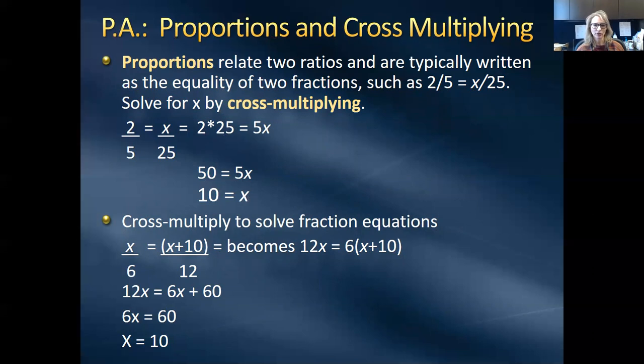You also use cross multiplication to solve fraction equations like this. x over 6 equals x plus 10 over 12. So you cross multiply, so you get 12x this way equals 6 times x plus 10 the other direction. So you solve, get x by itself, and the answer is 10.